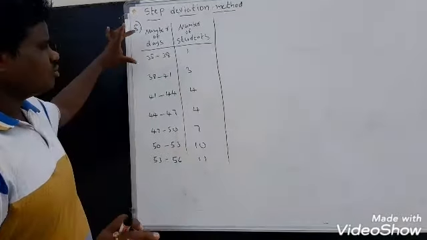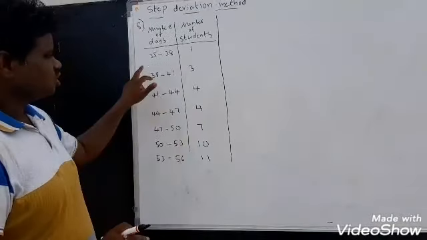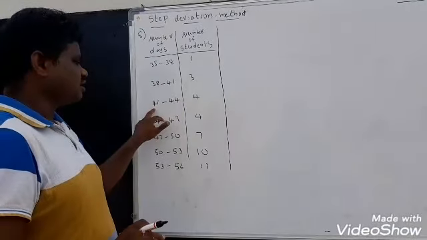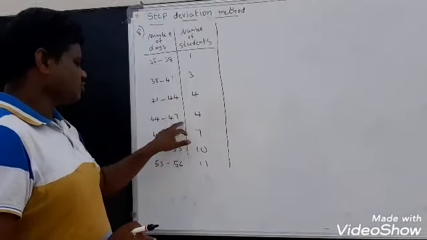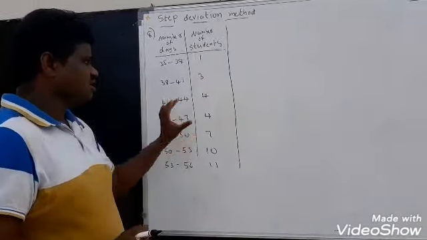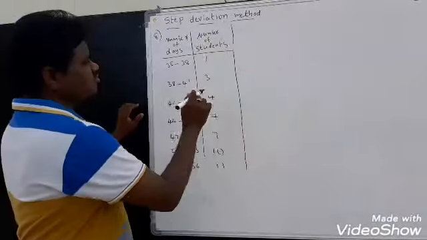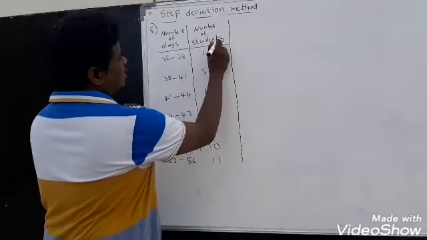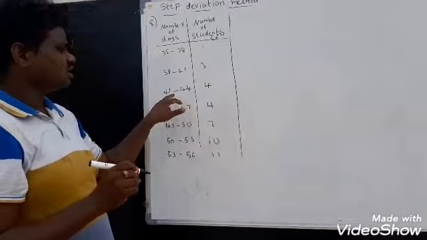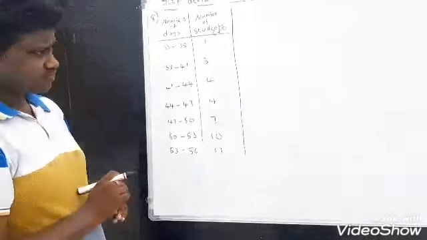Here they give the number of days and number of students. These are the class intervals: 35 to 38, 38 to 41, 41 to 44, 44 to 47, 47 to 50, 50 to 53, 53 to 56. That means all these are exclusive classes. The number of students is the frequency. That means in these days, one student is there, here 3 students, here 4 students, like that. This is the question they give.